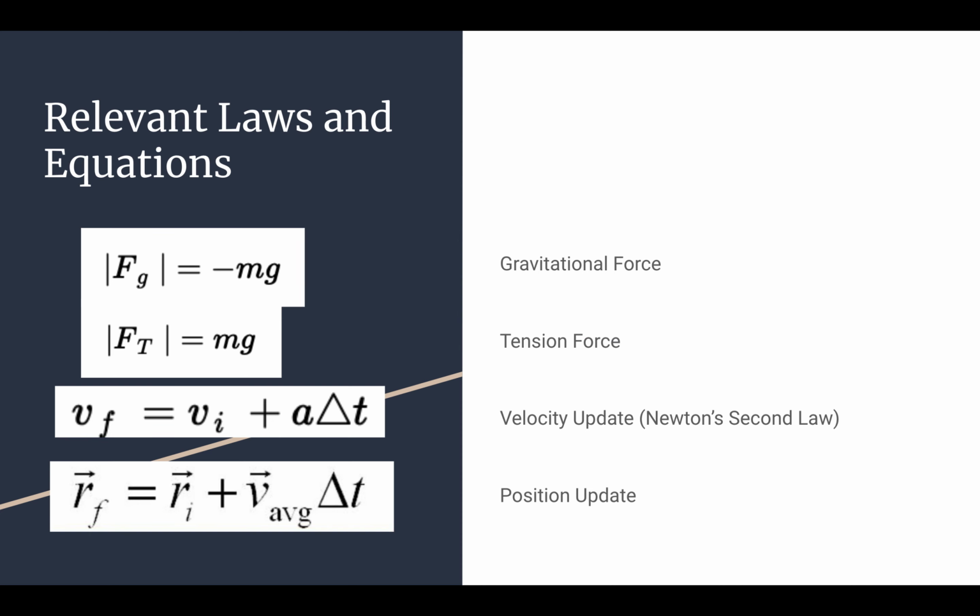For this lab, the most relevant physics concept is without a doubt Newton's second law. According to this law, a change in momentum of an object indicates a net force acting on the object. In other words, an object at rest will remain at rest unless acted on by an unbalanced force. In the case of our falling slinky, two of the main forces acting on the slinky are gravity downwards and an upwards tension force. To code, I use the velocity update formula derived from Newton's second law, as well as the position update formula.